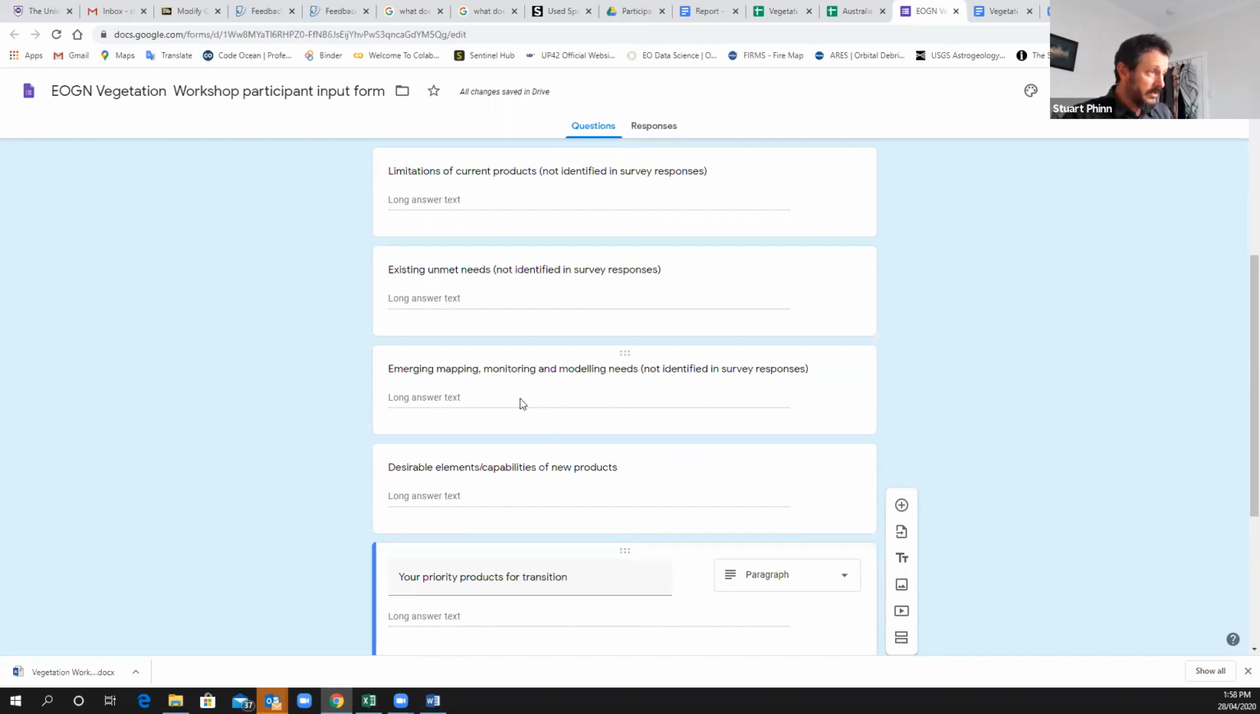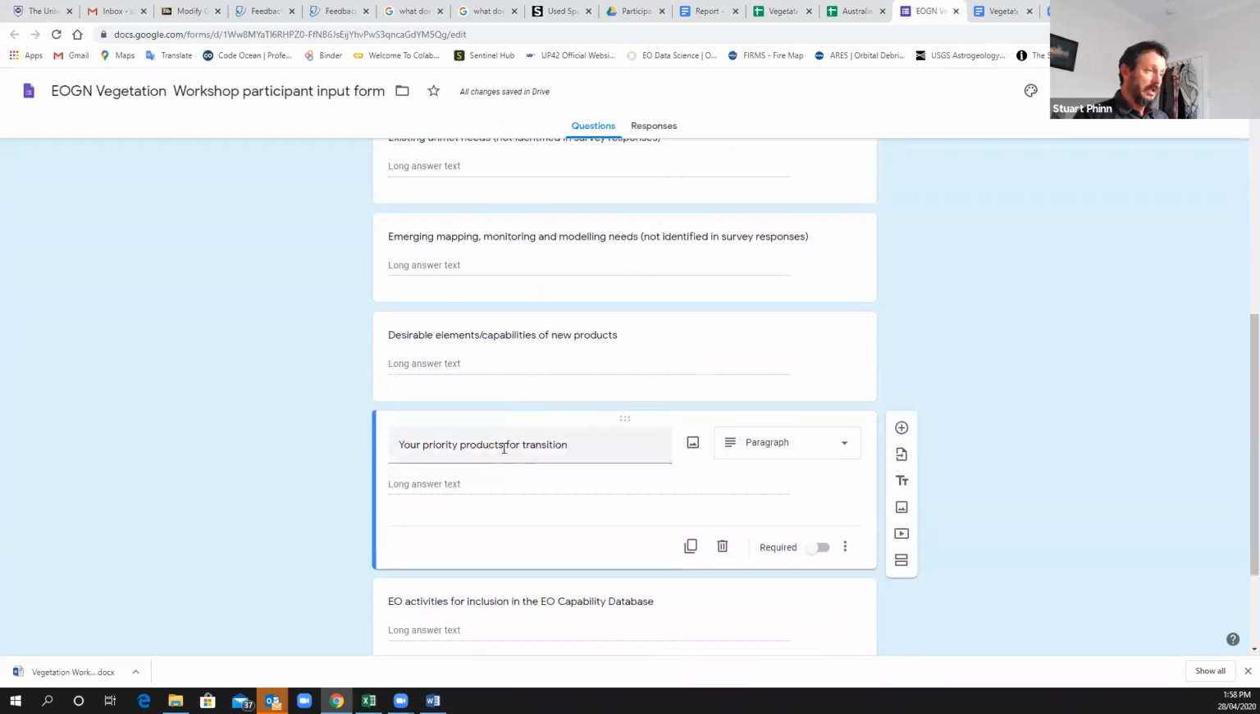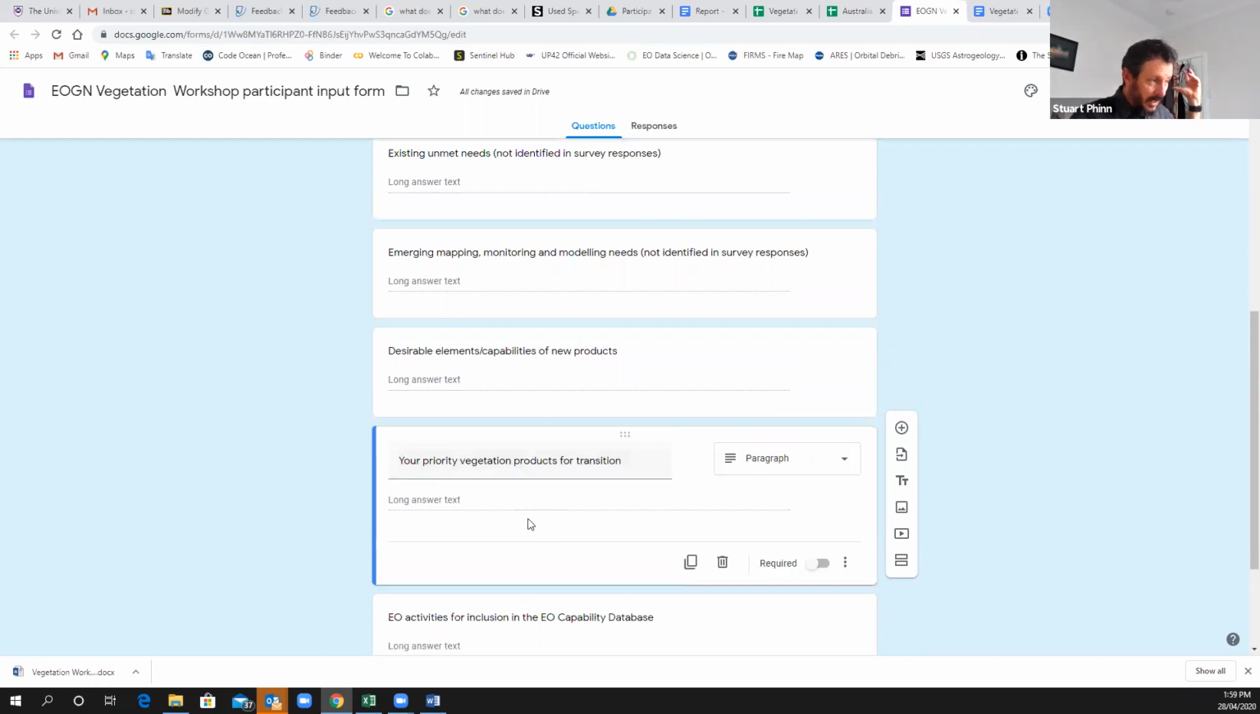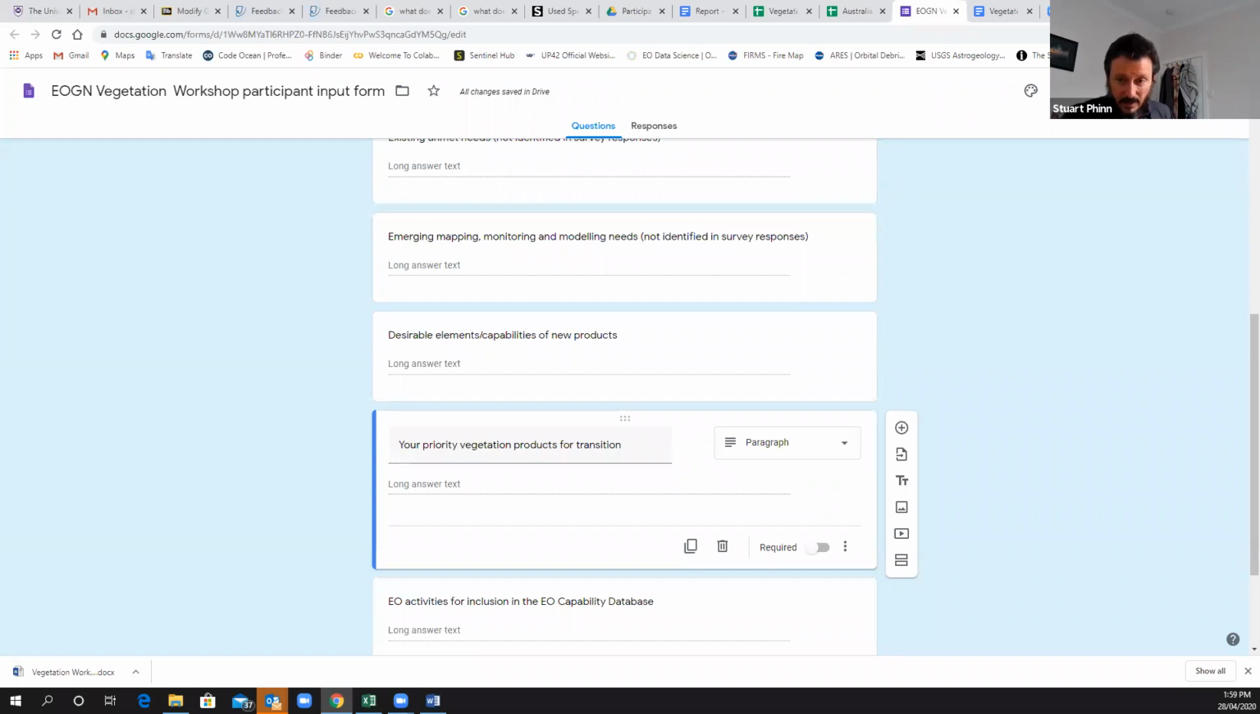And that question which we would like you to focus on is priority products for transition. I'll actually change that to the priority vegetation products for transition. So these could be from research proven, research infrastructure to operational, or state and territory products to operational as well. So if you can go to that and have a think about it, and we're going to give you a couple of minutes to actually do this, and then when you're done.